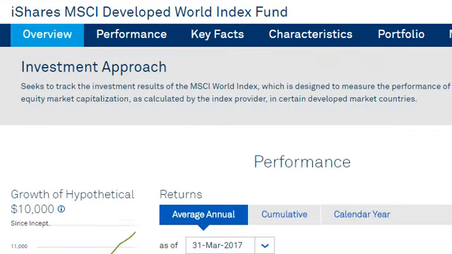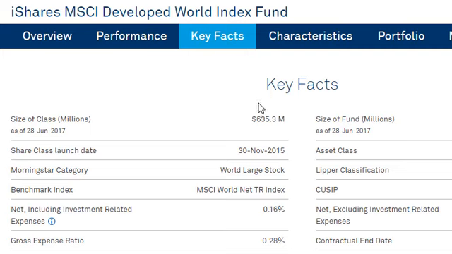So recall a level below the All Country World Index was the Developed World Index and the Emerging Market Index. The MSCI All Country World Index was made up of the developed markets and the emerging markets. But again, if we want to overweight or underweight developed versus emerging markets, we would need two different, individual funds. So yes, it is possible to also invest in the iShares MSCI Developed World Index Fund. And if we look at the key facts on that, it is a little bit bigger. There's 635 million invested in that as of the 28th of June 2017.